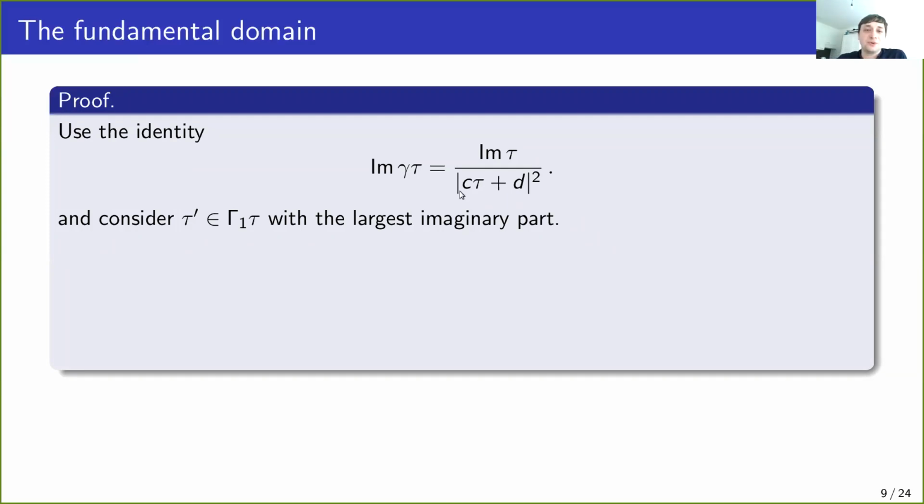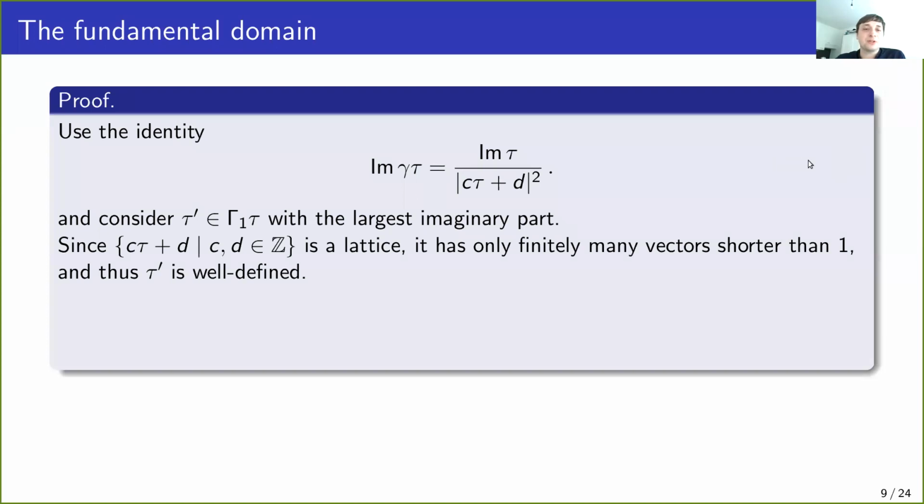And so because of this, we can find at least one element in the orbit which has the largest imaginary part. It may not necessarily be unique, but there certainly is a well-defined maximum. So it's not just a supremum of all imaginary parts. Okay, and now the claim is that this tau prime, the element with the largest imaginary part, has to be almost in the fundamental domain already, except, if you translate it by 1 in any direction, the imaginary part doesn't change.